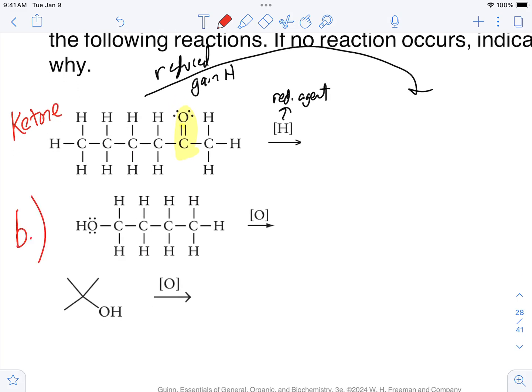For B here, look at what we currently have. This would be a primary alcohol. And notice what we have on top here. We have an oxidizing agent, meaning this will be reduced, meaning our reactant here will be oxidized. So if it is oxidized, it's going to lose H's. If you remember from the chart, your primary alcohol is oxidized to an aldehyde. So we are expecting an aldehyde on the right-hand side here.